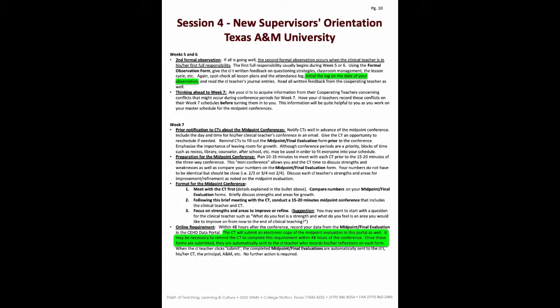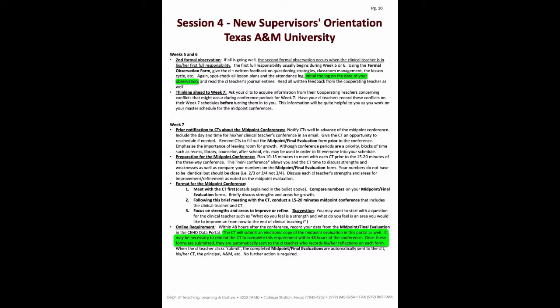Weeks 5 and 6. The second formal observation is discussed. The last bullet is about thinking ahead to week 7, which is generally midpoint conference week. You will want to ask your clinical teachers to acquire information from their cooperating teachers about conflicts that might occur during conference periods for week 7 and ask them to record these conflicts on their week 7 schedules.